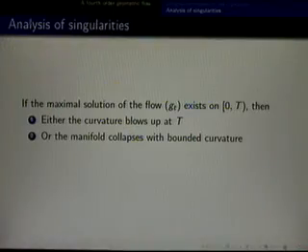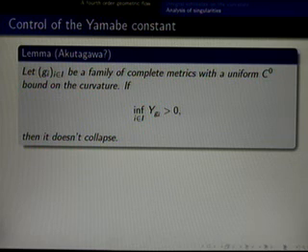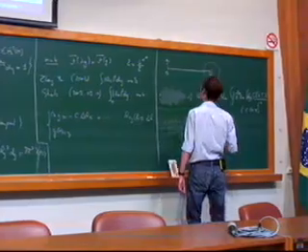So a solution to get rid of that is to control the Yamabe constant. In fact, if you have a positive lower bound on your Yamabe constant, then your family of metrics won't collapse. This kind of thing was used by Akutagawa. I don't know if he's the first one.